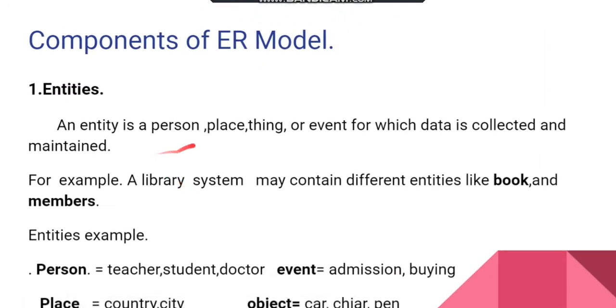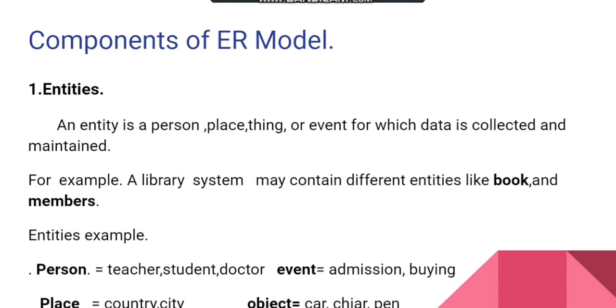An entity is a person, place, thing, or event for which data is collected and maintained. For example, if I want to make a system or a database for a library, a library contains the entities book and members. So I will create a relationship between the books and the members. Members are just the students. So my ER diagram includes a student entity and a book entity.